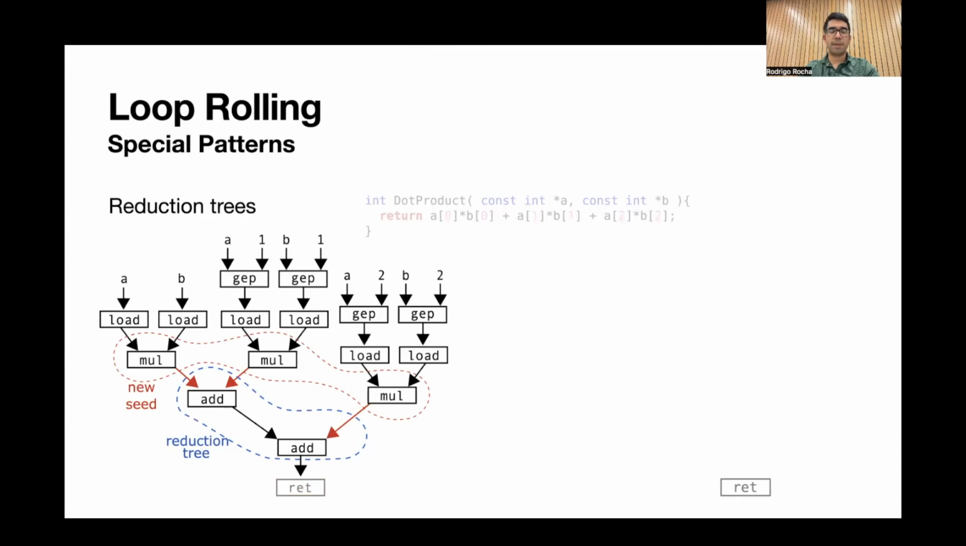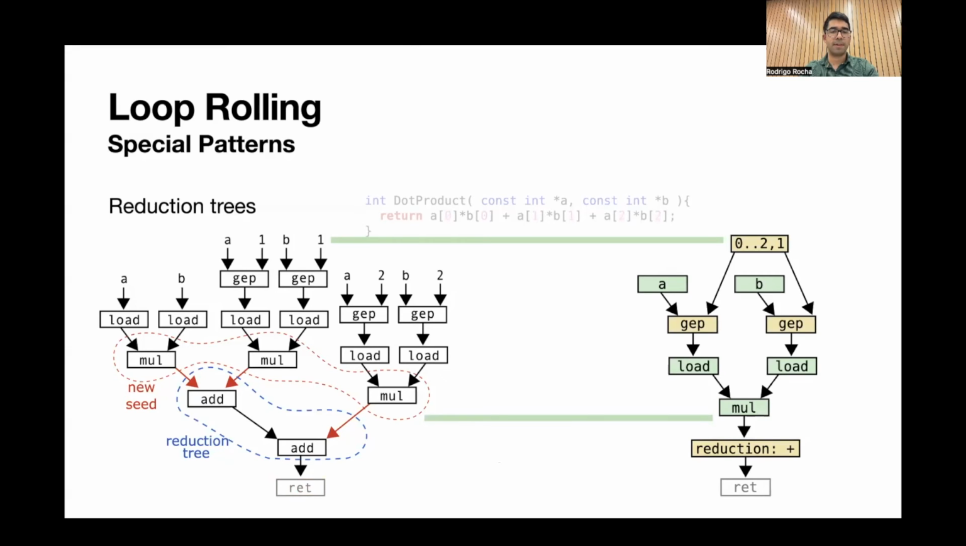So our alignment graph will have this return instruction. We have a special node representing the reduction tree. In this case, the operation of the reduction is the addition. And then from the new seed instructions, we'll grow the alignment graph on top of the reduction.